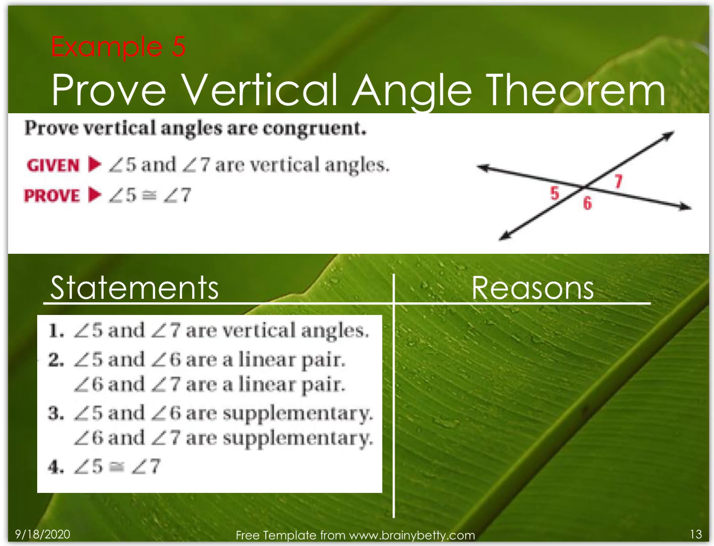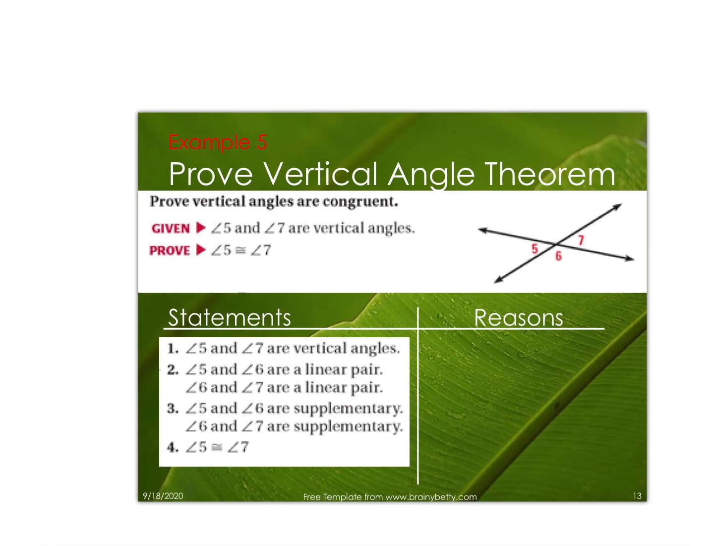Again, we're going to do it as a two-column proof, same scenario. So here, 5 and 7 are vertical angles. That was given. 5 and 6 are linear pairs, and 6 and 7 are linear pairs. Again, we look at the picture and we're able to identify that they're linear pairs because we know the definition of linear pairs. The definition gives us what we need to identify the linear pairs in this picture.